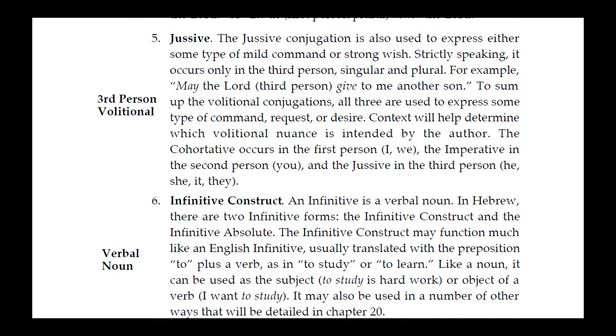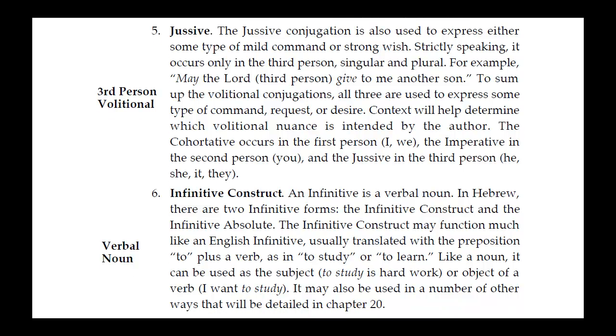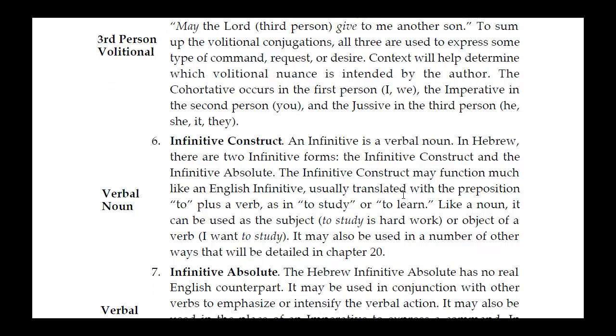We also have the infinitive construct, which is number 6. An infinitive is a verbal noun. So in Hebrew, there are two infinitive forms: the infinitive construct and the infinitive absolute. The infinitive construct may function much like an English infinitive, like to study or to work, usually translated with the preposition to plus a verb. Like a noun, it can be used as the subject, like to study is hard work, or as the object of a verb, I want to study. We'll get into this in more detail when we get to chapter 20.